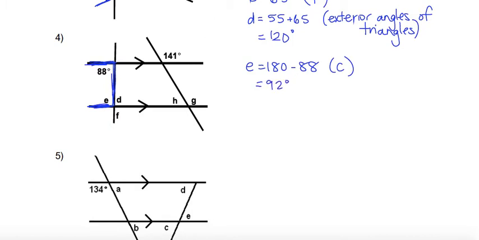And if I know E, well, then I can find F, because I can use the opposite angle theorem, or what we can draw as an X. So E and F are directly across from each other, so F is also going to be 92 degrees, and that's our opposite angle theorem.